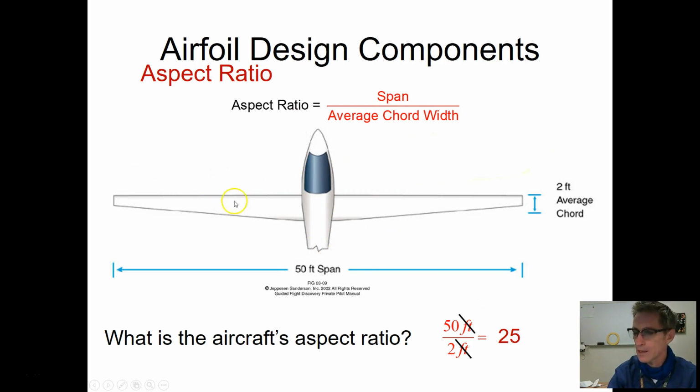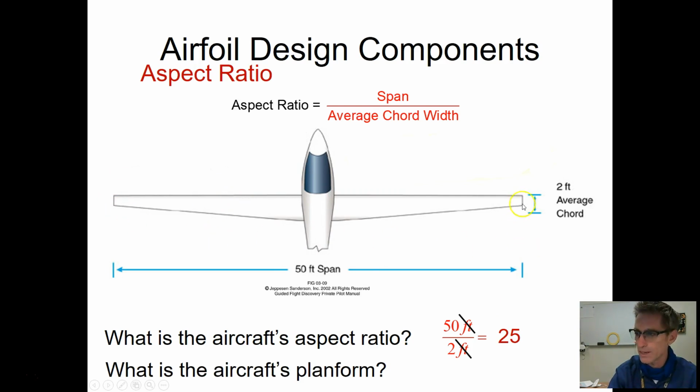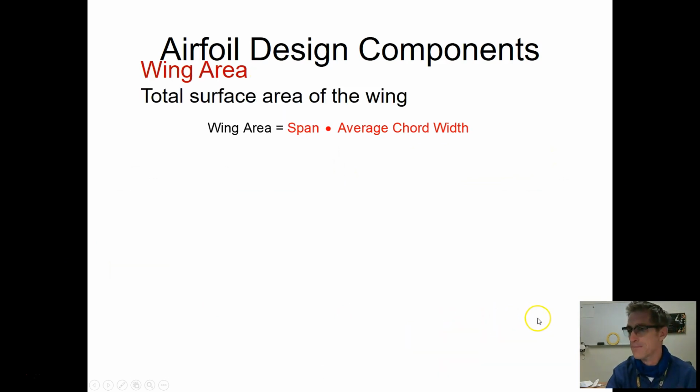So again, now let's look. What is the platform of this? Take a look at those wings. Is that straight? Is it elliptical? Is it tapered? Which one do you think that is? And if you said tapered, you're correct, all right?